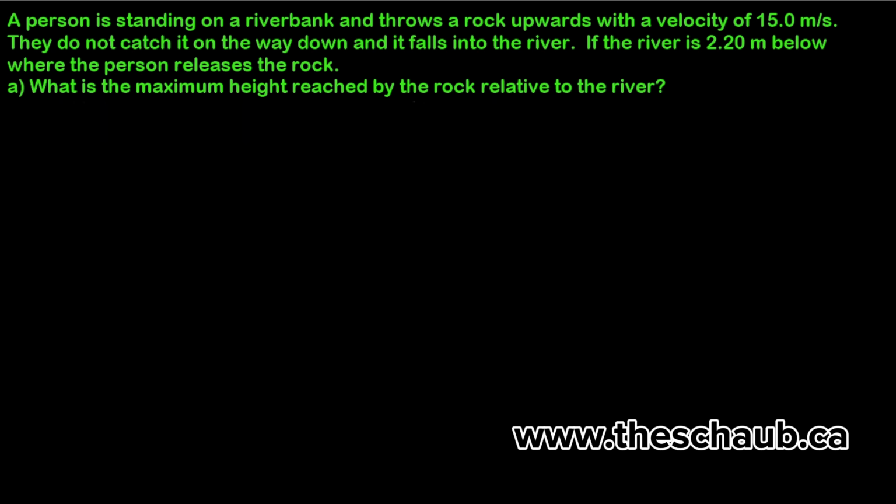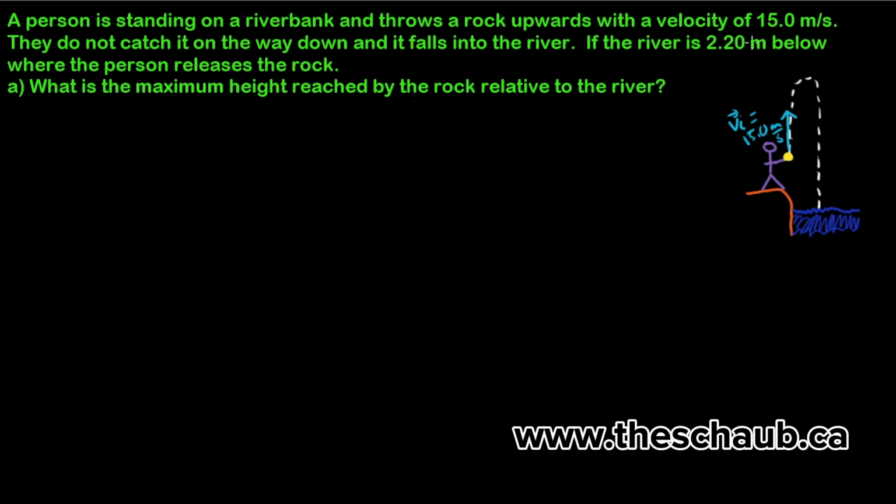Before we can find the maximum height reached by the rock relative to the river, we need to list our variables down the left and draw a diagram on the right. So we know that a rock has an initial upwards velocity of 15 meters per second, so VI is equal to 15 meters per second, and it's upwards, so it's positive.